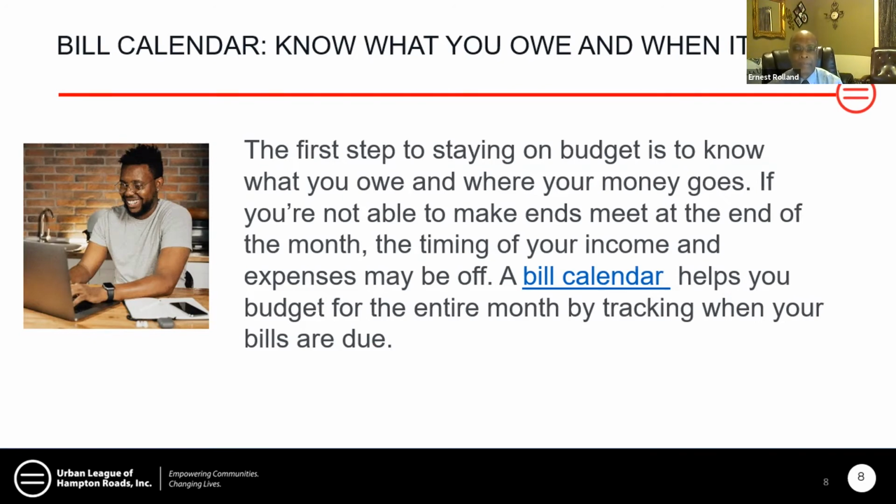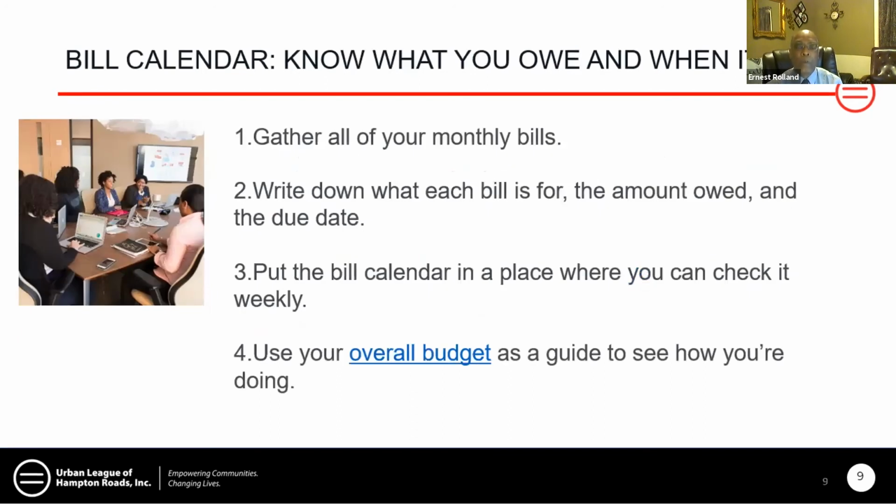Next slide, please. So you want to gather all of your bills, write down what each bill is for, the amount owed, and the due date. Put the bill calendar in a place where you can check it weekly. And then you use your overall budget as a guide to see how you're doing. And again, this is a link to it. It's in the chat box that you can pull up an overall budget. Let's go to the next slide, please.